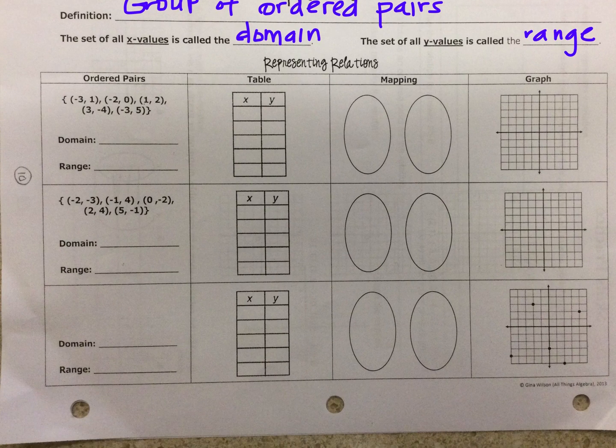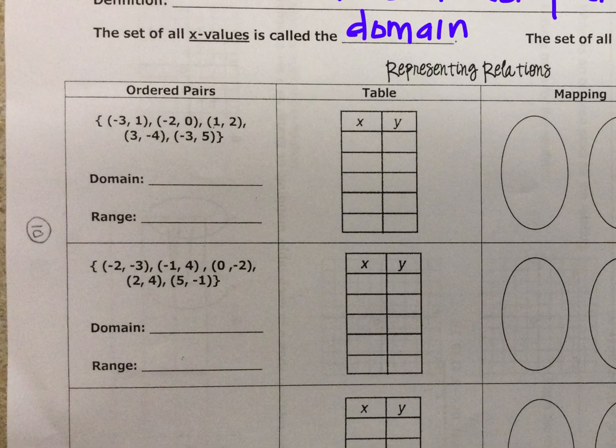So we have our ordered pair. It wants us to list our domains. So this is just like in our notes. Our domains are the x's. So I've got a -3, -2, 1, 3, -3. Our ranges are our y's. So I have 1, 0, 2, -4, and 5.